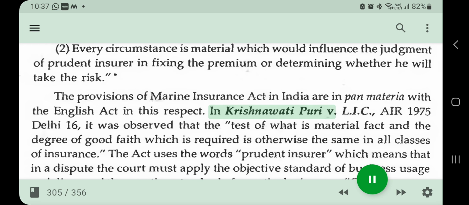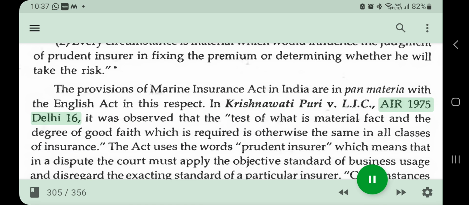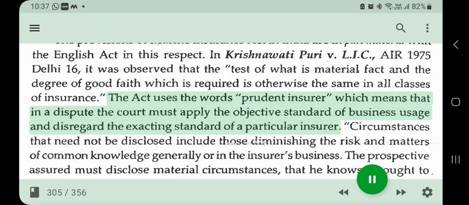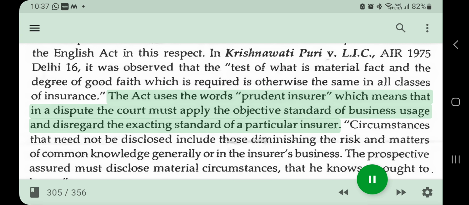In Krishnavati Puri v. LIC, AIR 1975 Delhi 16, it was observed that the test of what is a material fact and the degree of good faith which is required is otherwise the same in all classes of insurance. The Act uses the words "prudent insurer", which means that in a dispute the court must apply the objective standard of business usage and disregard the exacting standard of a particular insurer.